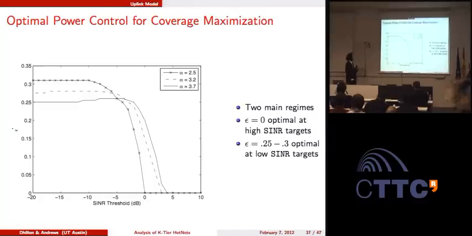So here we find the optimal epsilon, which maximizes the coverage. And as we see, epsilon equals 0, or the power control factor equals 0, was optimal at high SINR. But here the values of 0.25 to around 0.3 are optimal for various values of alpha. So we see that full power control is never optimal, as one would expect. So we see that even a simple model like the one we have for uplink is giving some nice insights.